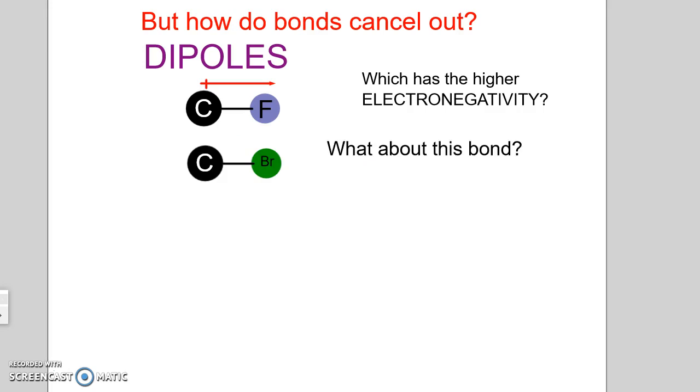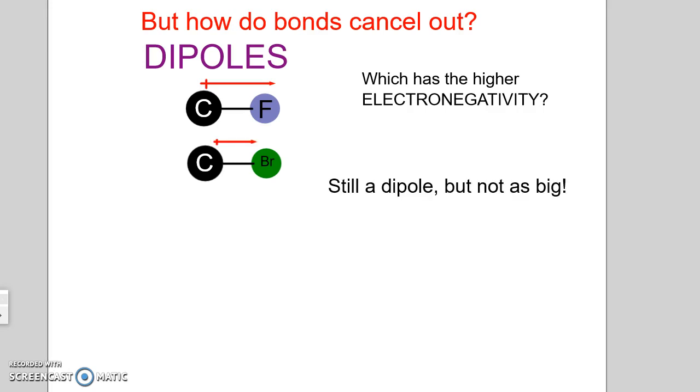Now, what if we had this bond, C with Br? Well, Br is also more electronegative than carbon, but not as much as fluorine, so it should still win. The dipole should still point towards bromine, but not as big. We draw a smaller arrow, so we have a different size arrow here indicating that the dipole, the difference in pole, is not as big. If this were a tug of war, fluorine would be winning by more than bromine would be winning.